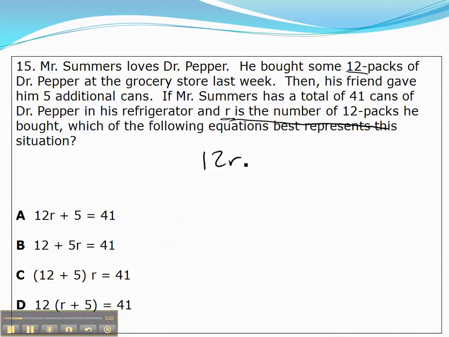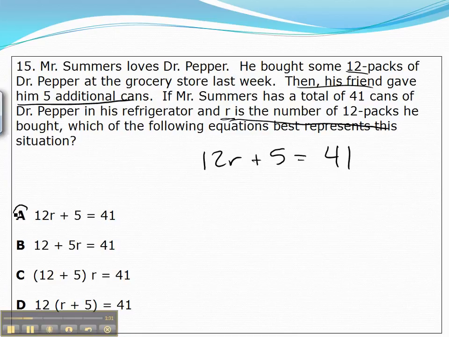12R would represent the number of cans he would get from the 12 packs he bought. But his friend gave him 5 additional cans, so 5 additional would be plus 5. That amount, the amount that he got from the 12 packs plus the 5 additional from his friend would equal the total, which they tell us is 41 cans. So we're looking for an equation that looks like this: 12R plus 5 equals 41.